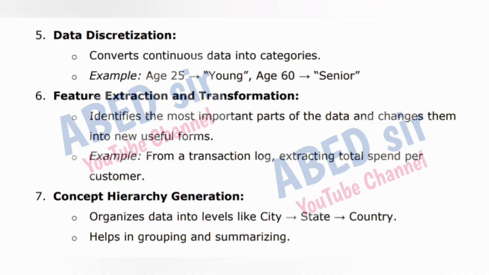6. Feature extraction and transformation. Identifies the most important parts of the data and changes them into new useful forms. Example, from a transaction log, extracting total spend per customer. 7. Concept hierarchy generation. Organizes data into levels like city, state, country. Helps in grouping and summarizing.